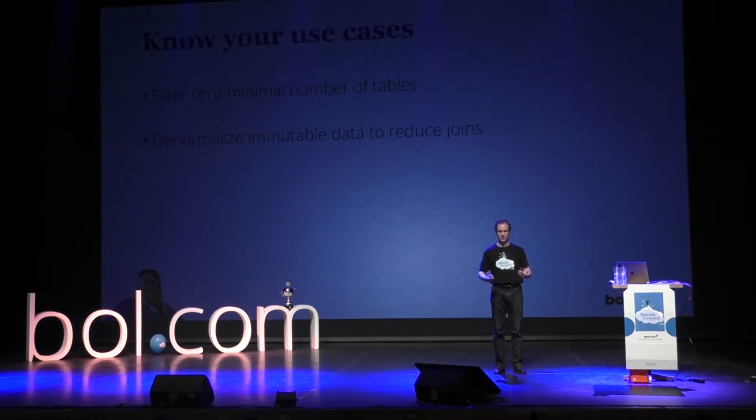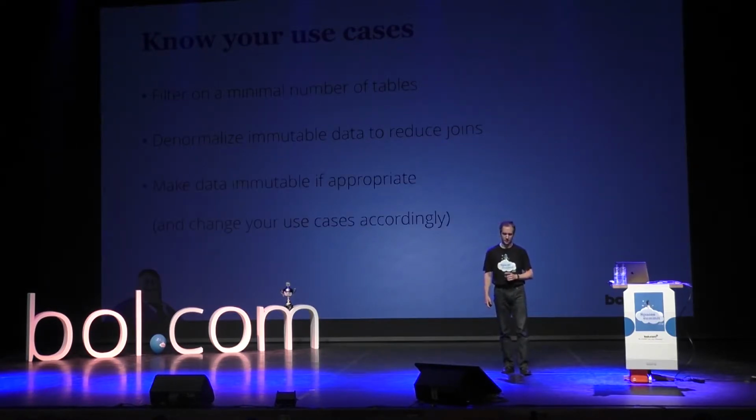The next step, of course, is then to know your use cases. The first steps are related, so I'm going to handle them both at the same time. If you're going to query, try and limit the number of tables that you need to filter on, or even limit the number of tables that you need, period. Because if you need to look up and join less, then the database is doing less work. Less work means it's going to be faster. In the end, it can be a lot faster, especially if you can denormalize immutable data. The nice thing about this is, you can even make data immutable if appropriate.